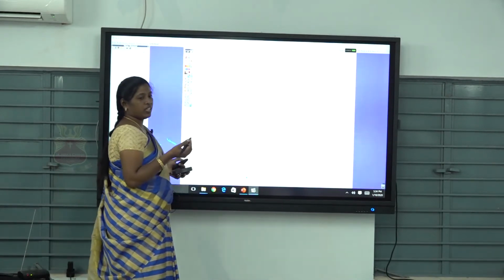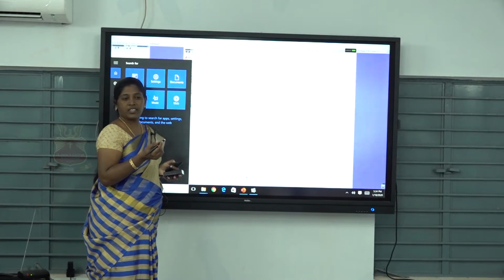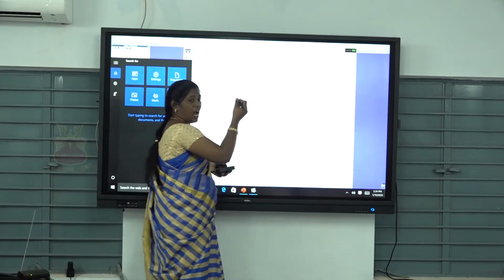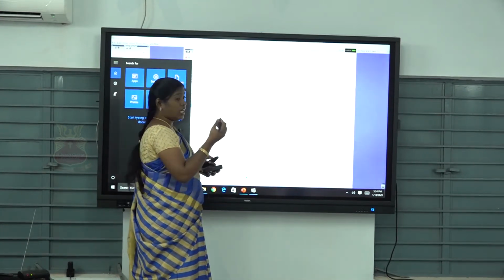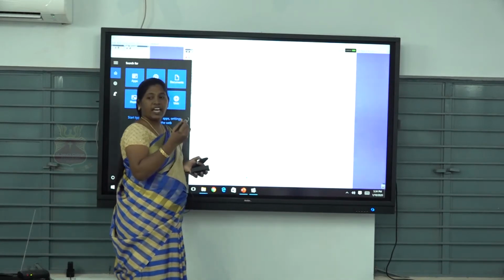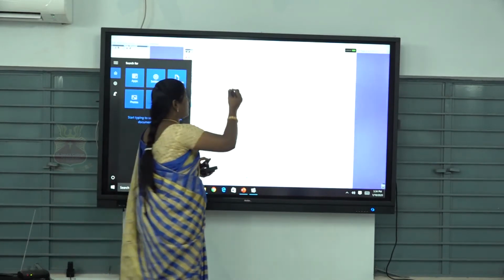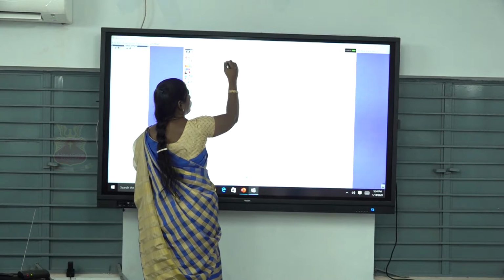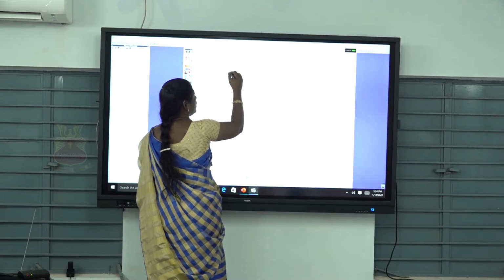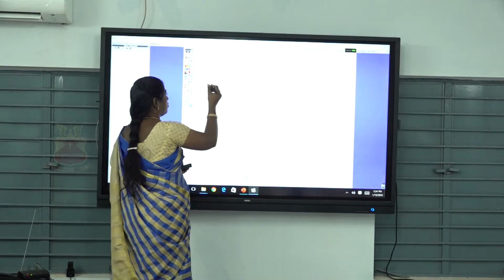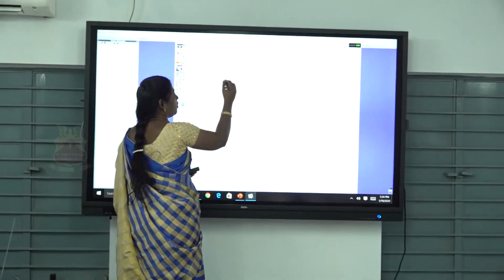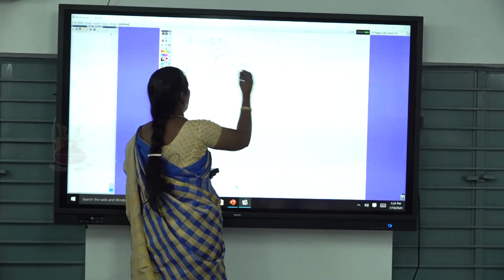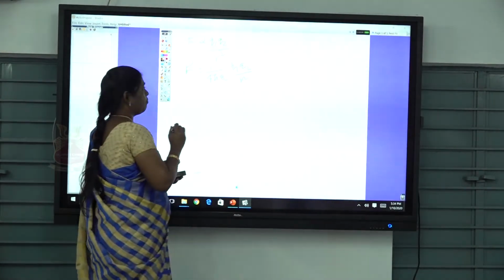We already know that the fundamental law of electrostatics is Coulomb's law, yes? Coulomb's law states that the force of attraction or repulsion between any two charges is directly proportional to the product of the charges and inversely proportional to the square of the distance between them. So F is equal to 1 by 4 pi epsilon naught Q1 Q2 by R square.